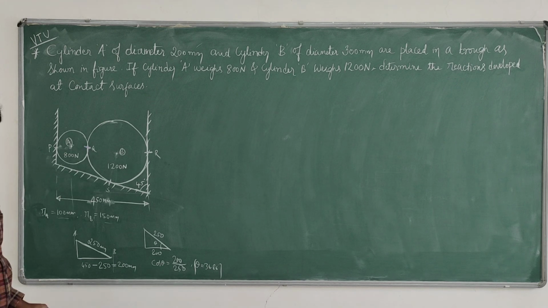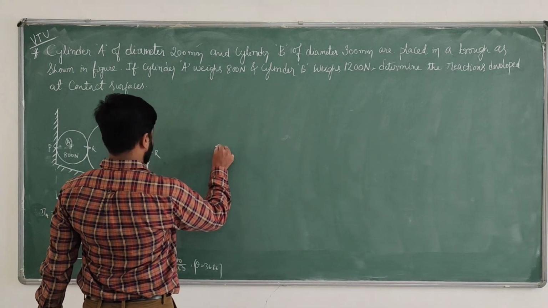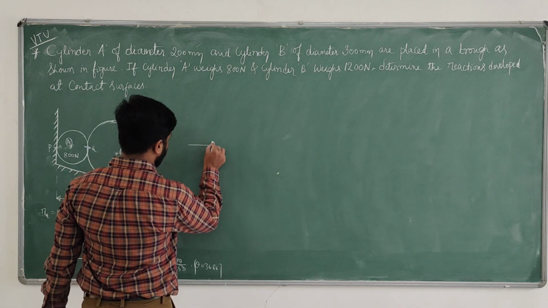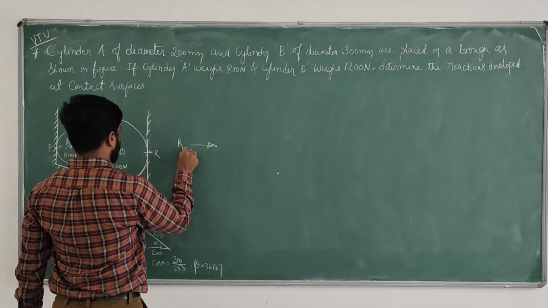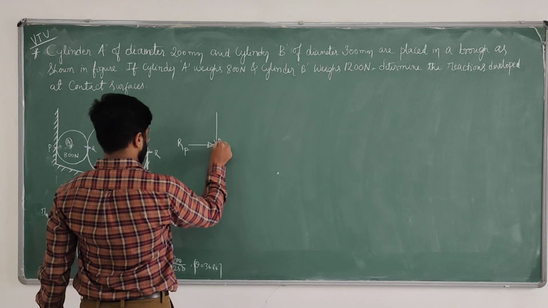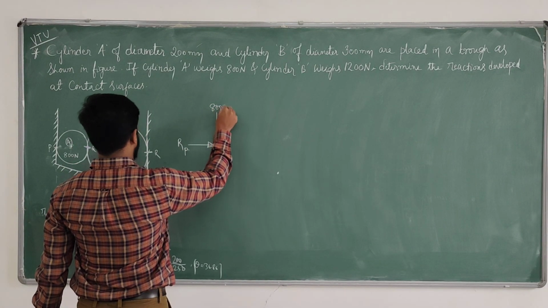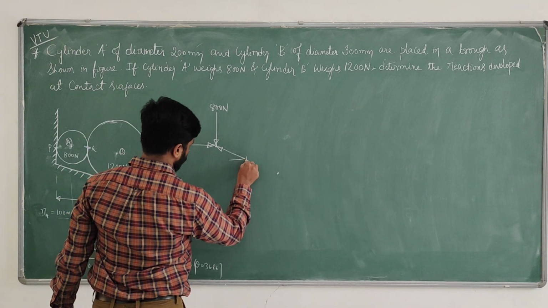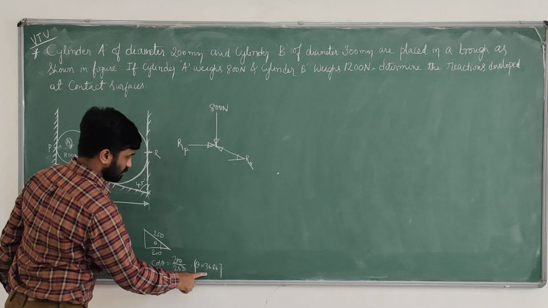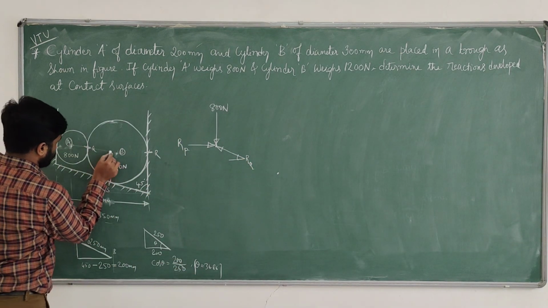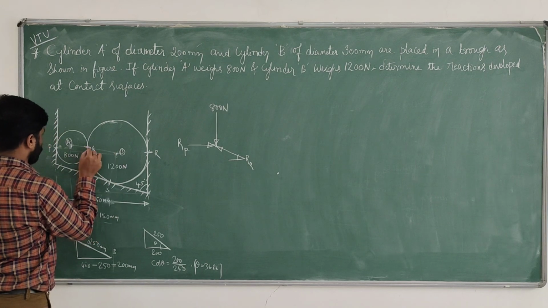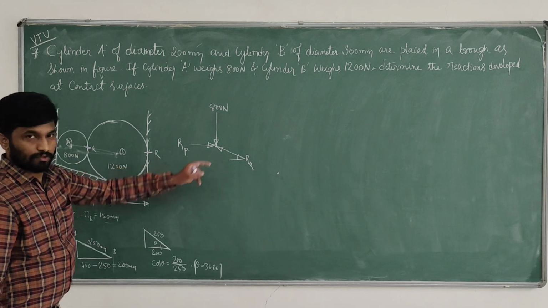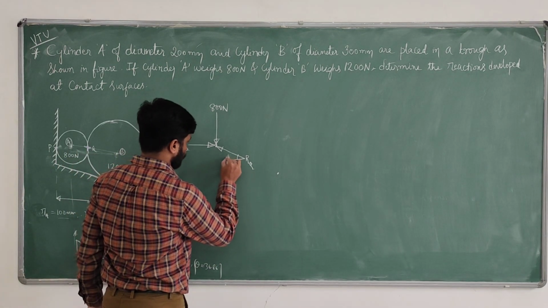Now write the free body diagram. This is sphere A, and somewhere here sphere B. First is purely horizontal, RP, and its weight 800 Newton, and one more force, this is RQ. And the angle is this one. If we determine this angle, whatever the angle, that is also the same. So this theta is 36.86.